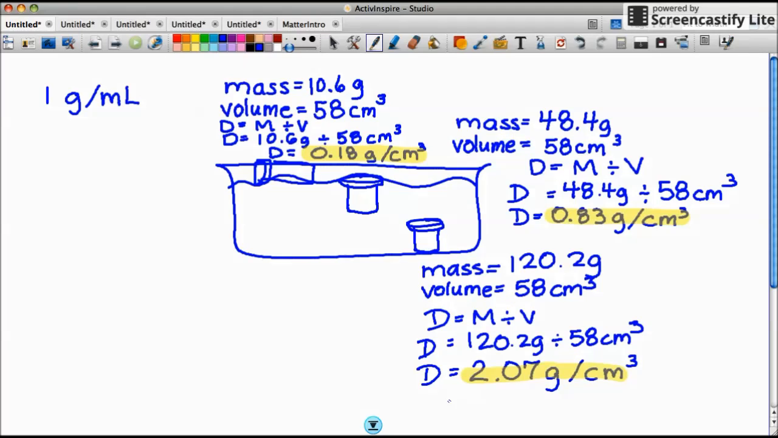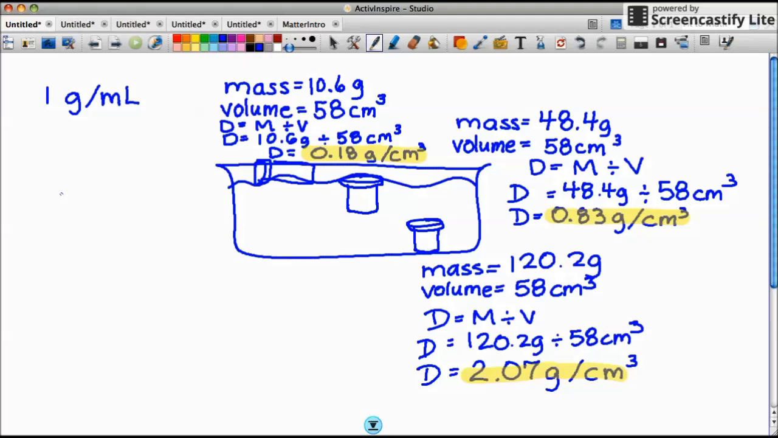Less than 1. Yes, it's got to be less than water's. Look, the ones that floated are less than 1. The one that sank is greater than 1. So things that float in water, their densities have to be less than 1. Things that sink in water, the densities, when we calculate it, are going to be greater than 1.